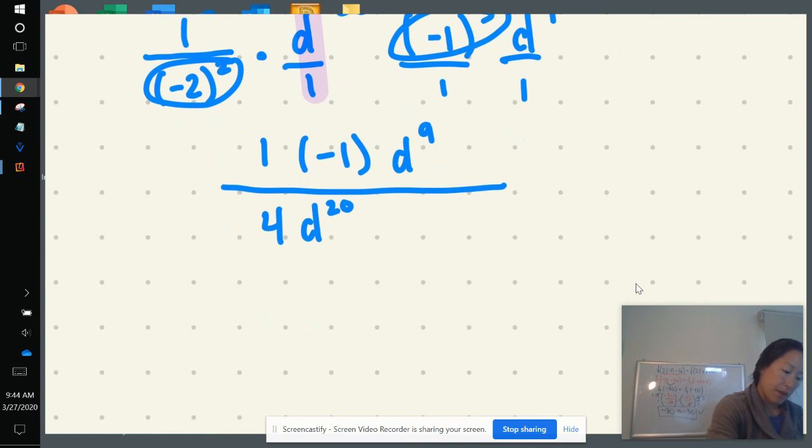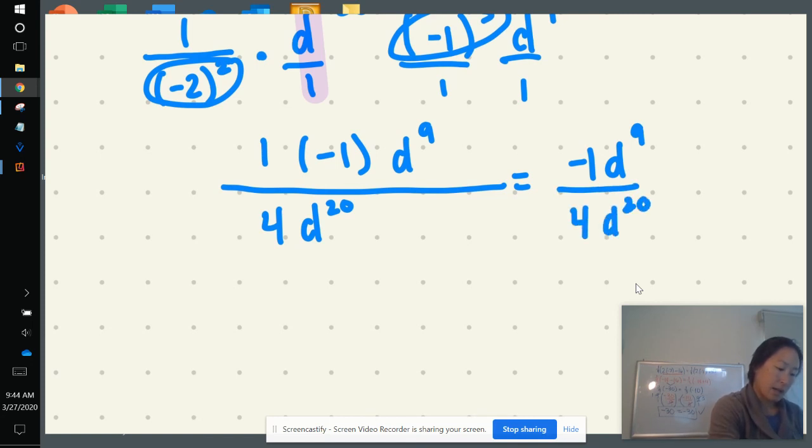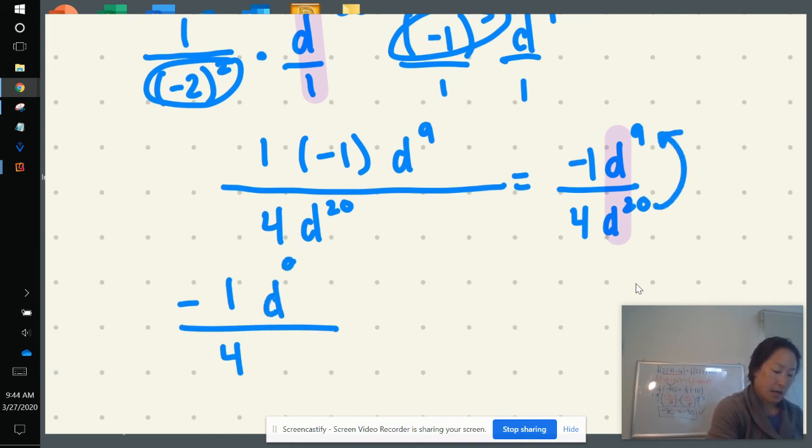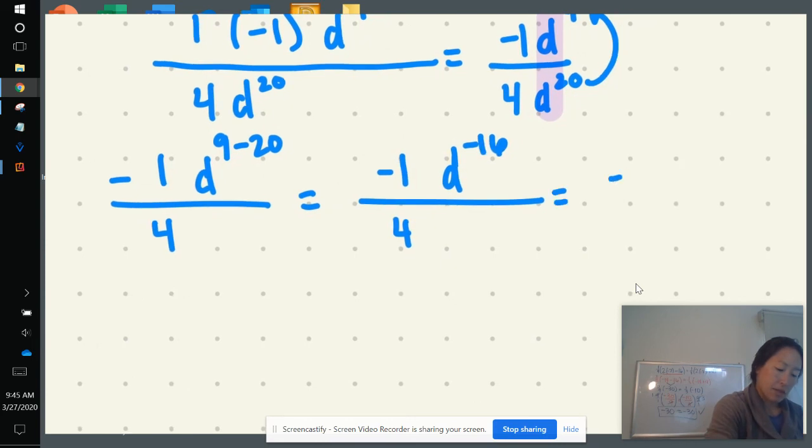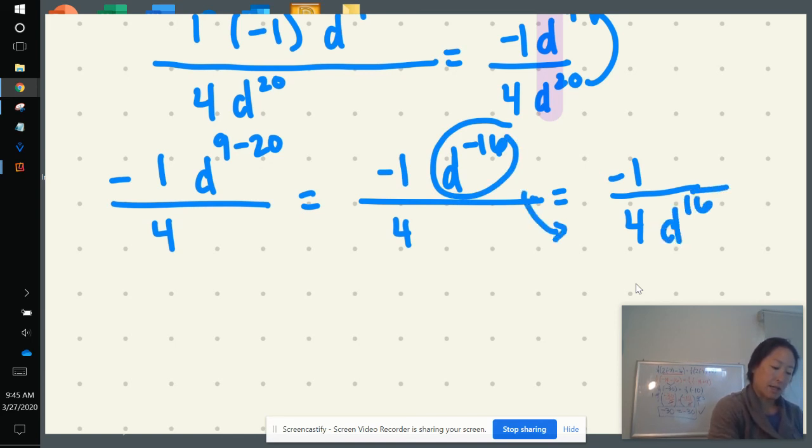Okay, so I'm going to simplify a little bit to give me negative 1 d to the 9th over 4 d to the 20th. I can still see, since I have the same base here, I can combine these, giving me negative 1 and 4 to start. And then I'm going to move the 20 up. So I'm going to do d to the 9 minus 20 gives me negative 1 over 4 d to the negative 16. Is it happy where it is? Nope. We got to move it down. So negative 1 over 4, and this whole thing is going to move down to the lower level. So d to the 16.